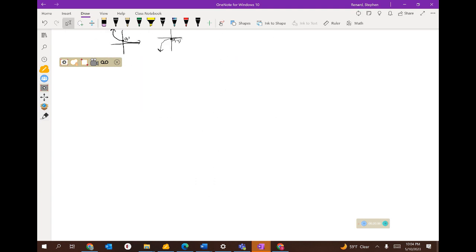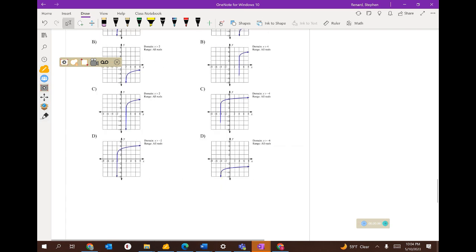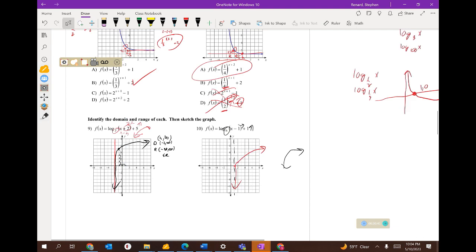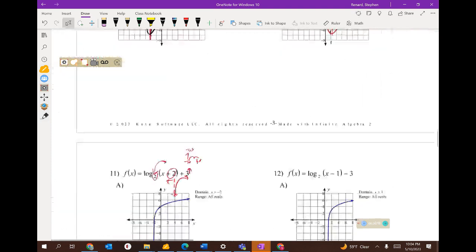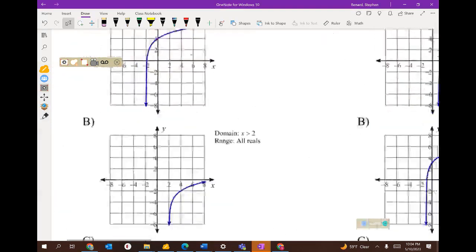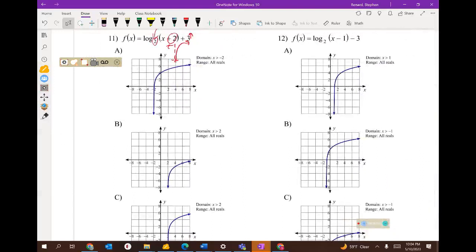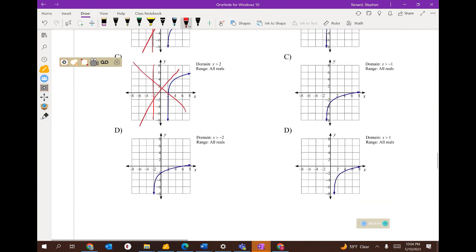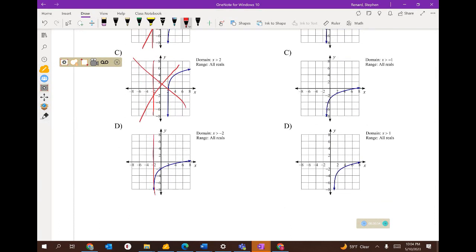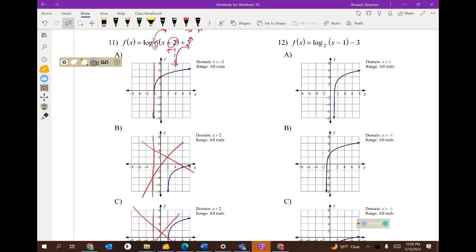So let's look at these 4 right away. And unfortunately, all 4 of them are opening the right way. It's frustrating, but it's okay. The domain, so we put down as -2. So that means that our asymptote needs to be here. Here, that's not what we're having. Here, nope, it should be right up against it. Or here. Okay. Domain, x is greater than -2.